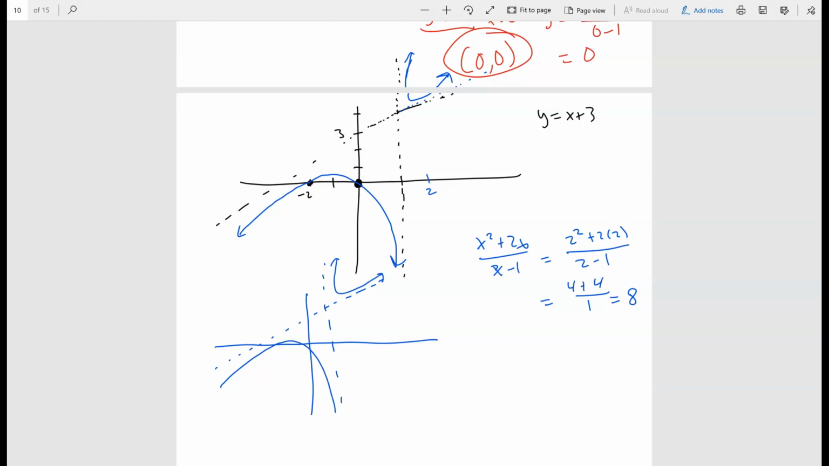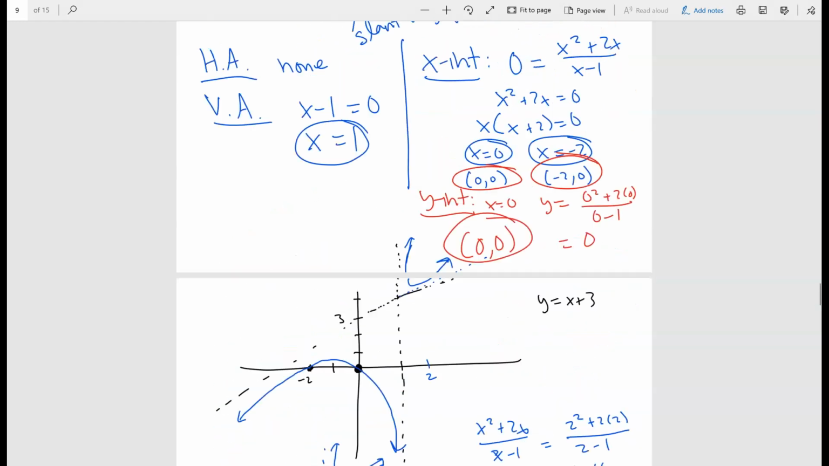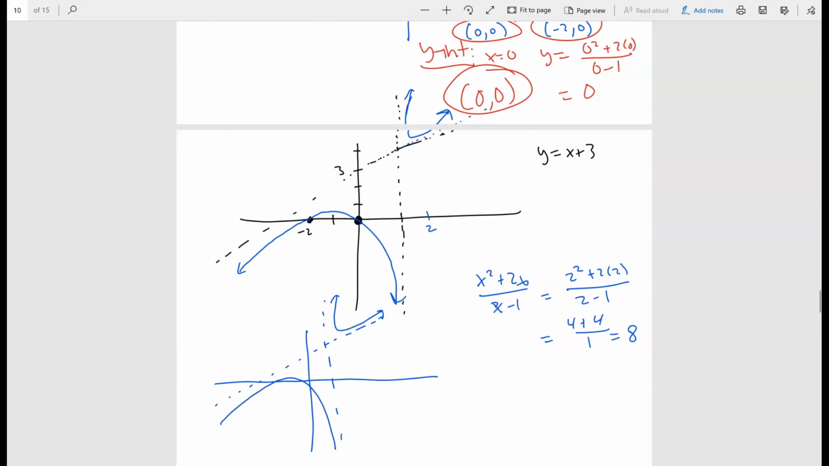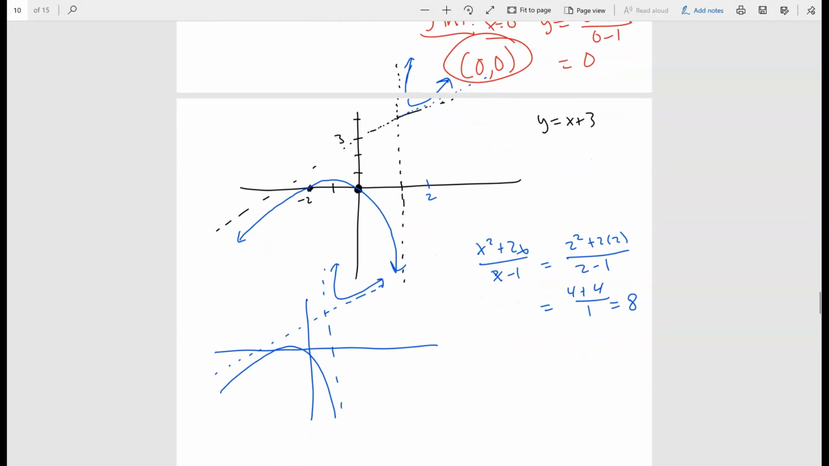Okay, so this is what we call a slant asymptote. So yeah, that's how you do them. They're not too terrible, but you are combining everything that you've learned about functions, about long division, about graphing, parabolas. Everything is being combined here.